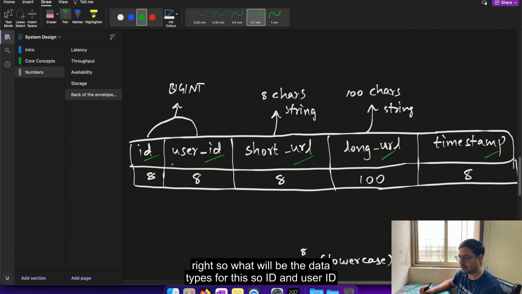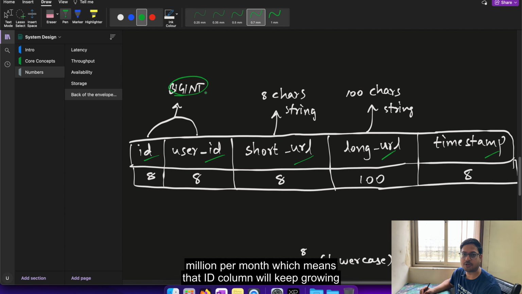So what will be the data types for this? For ID and user ID, I'm going to use bigint because we are expecting around 500 million per month, which means that the ID column will keep growing, and it is not going to be enough to just use int because it is going to exhaust really soon. We're going to use bigint for this, and the same will be used for user ID as well. So we can go for 8 bytes and 8 bytes for this.